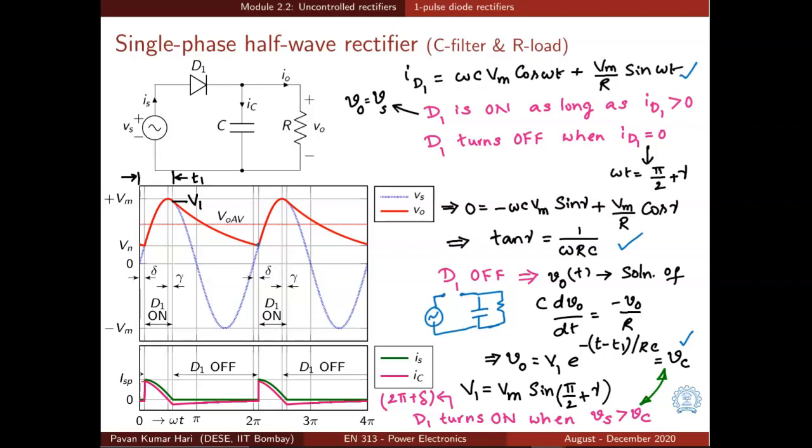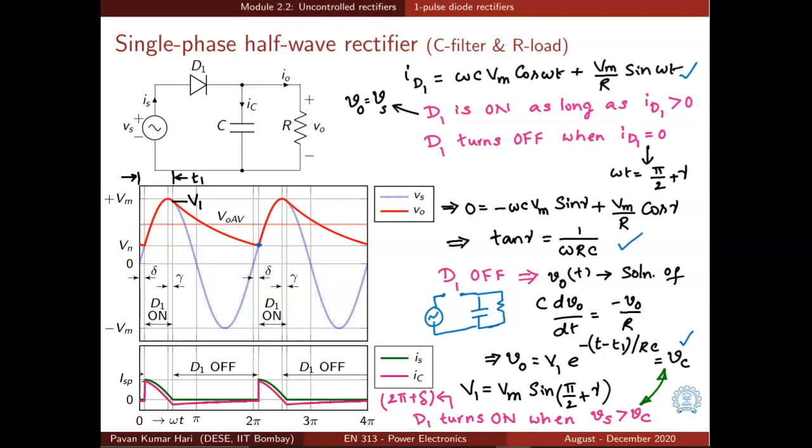And how long does the exponential fall continue? It continues as long as this Vc, the voltage across the capacitor, is more than the input source voltage. So it goes on for the whole negative half cycle, and it may also go on for a short interval in the positive half cycle. And when the exponential fall hits a voltage which is equal to a point on the sine wave, the diode starts conducting, and that is what we termed as delta earlier.